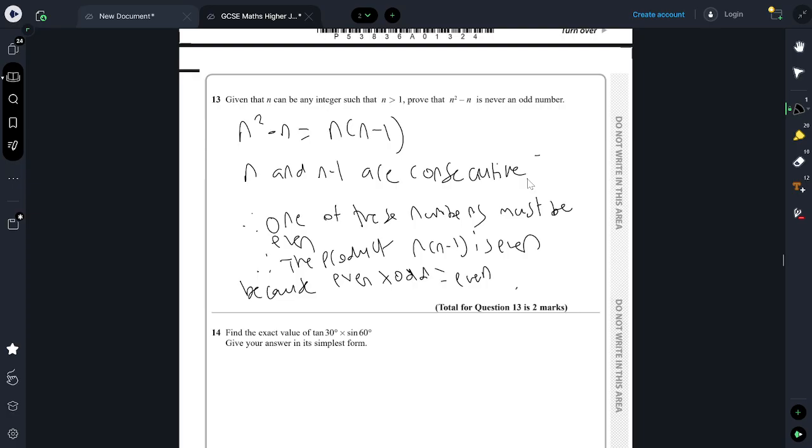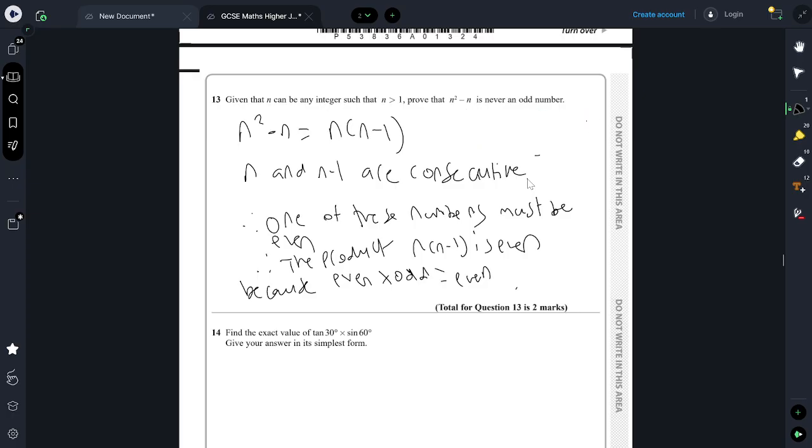And this won't be 0 either because n's greater than 1. So n has to be 2, 3, 4, and so on. So n minus 1 has to be at least 1. So you don't have to worry about zeros or negatives. Okay. So yeah, that's the approach for that.